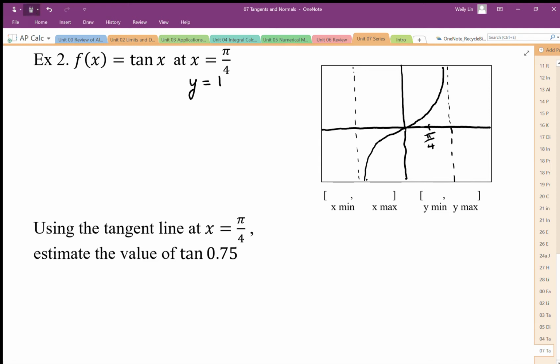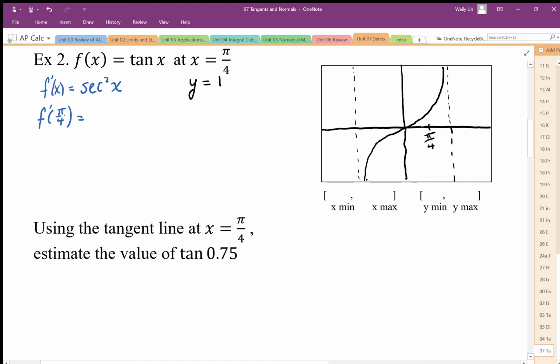So to calculate the slope then, we want the derivative. Okay, so I'm going to take the derivative of that function. F prime is going to be secant squared. Okay, so then you're going to use the derivative to calculate slope. So f prime, or slope, at x equals pi over 4.